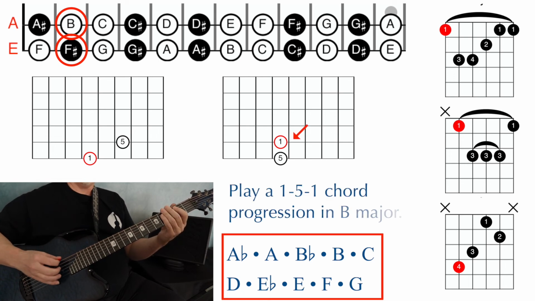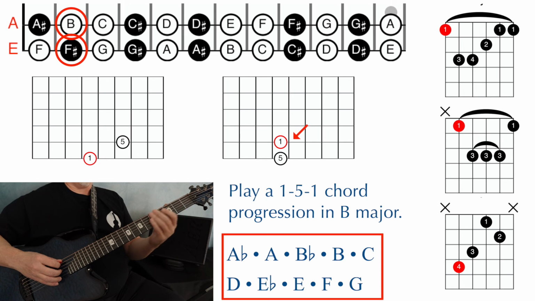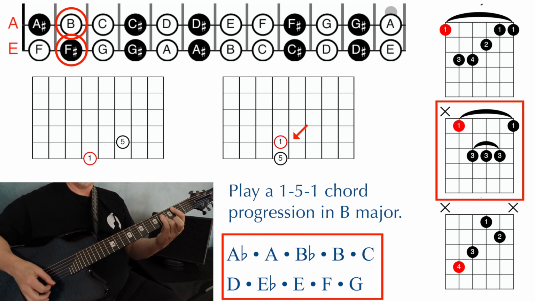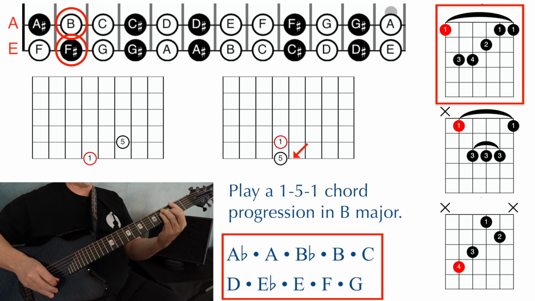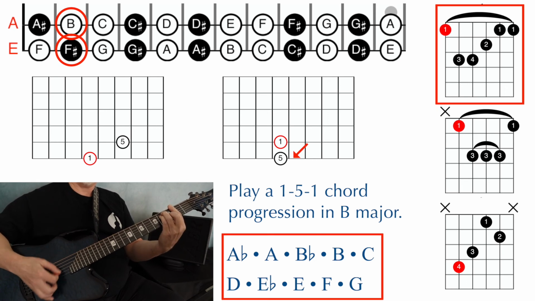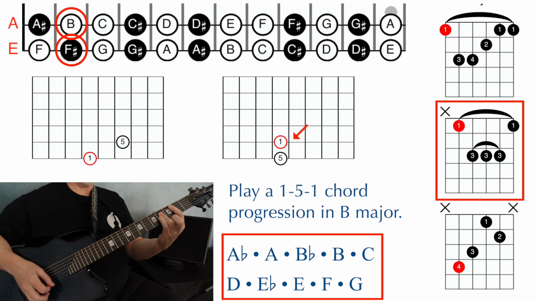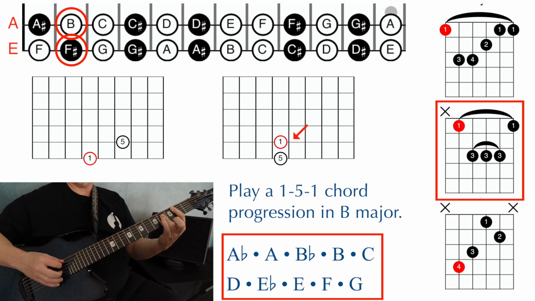And then play a 1-5-1 progression, starting with the 1 chord on the 5th string, using one of those 5th string shapes, and the 5 chord on the 6th string, using that 6th string shape. So that would be B major, F sharp, B major, or 1, 5, and 1.